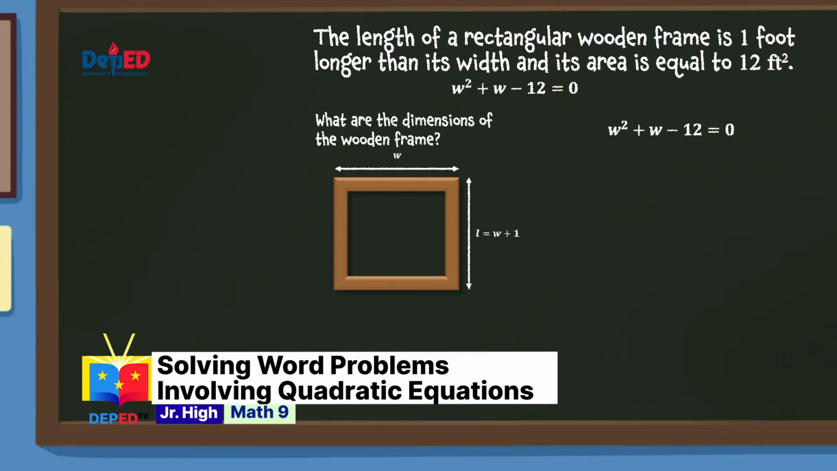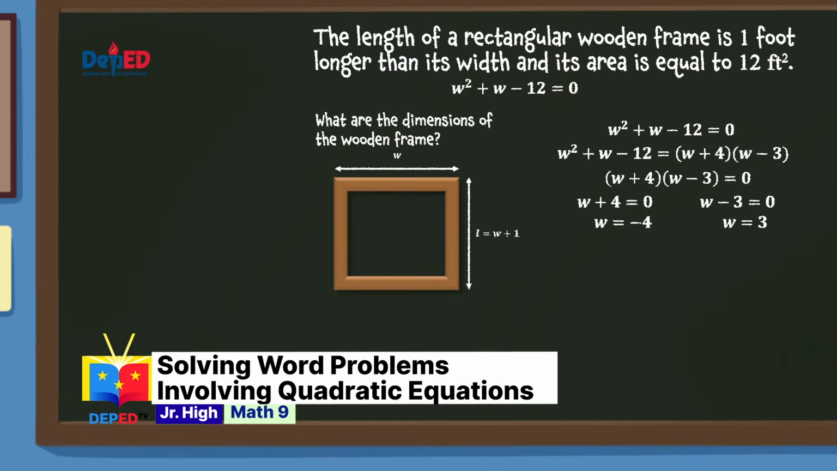The equation can be solved by factoring. W squared plus w minus 12 is equal to the product of two binomials, namely w plus 4 and w minus 3. Hence the equation w plus 4 times the binomial w minus 3 equals 0. Equating each of these factors to 0, we must get the two values of w, which are negative 4 and 3. However, since w represents the width of the frame in feet, it can't be negative. Thus, w must be 3. The width of the wooden frame is 3 feet.